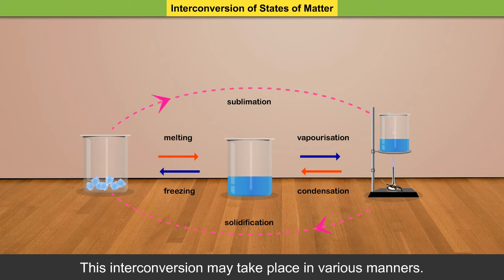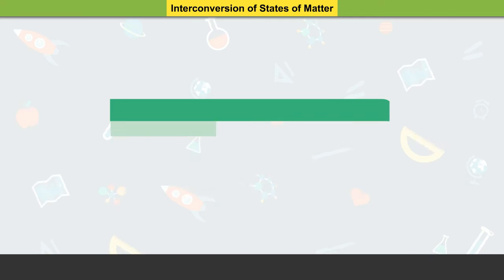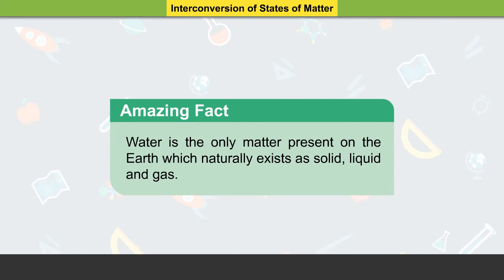This interconversion may take place in various manners. Some of them are explained here. Amazing fact: water is the only matter present on the earth which naturally exists as solid, liquid, and gas.